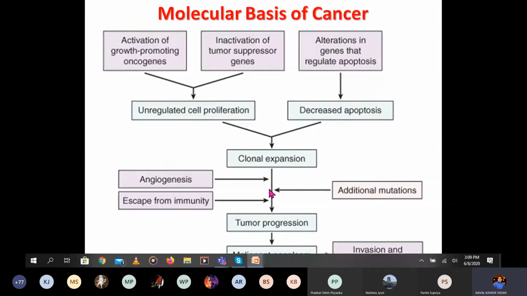Even with different factors which are also supporting here. See, tumor progression is supported by angiogenesis, escape from the immunity, and additional mutations. So all these factors will contribute to the tumor progression. Angiogenesis is more blood supply. More blood vessels will be formed which supply blood for the tumor progression. So these are the factors which also help tumor progression. So this is the mechanism of how these agents, chemical agents, physical agents and biological agents, cause the cancer.